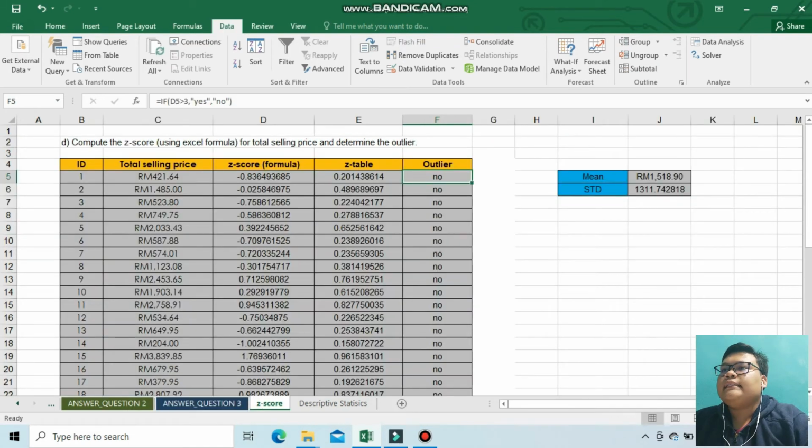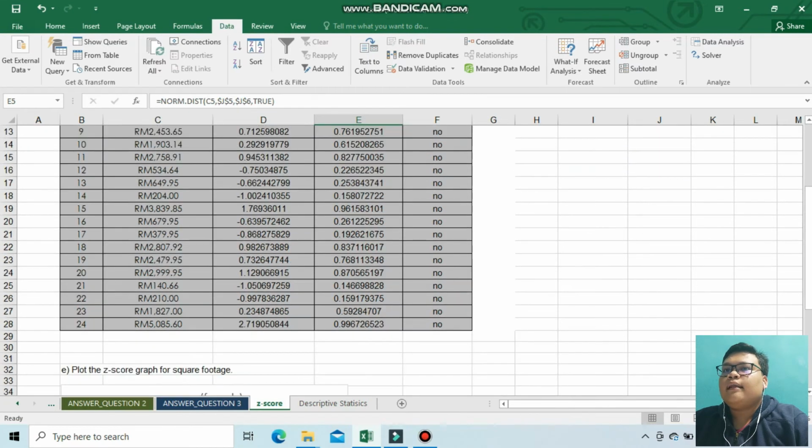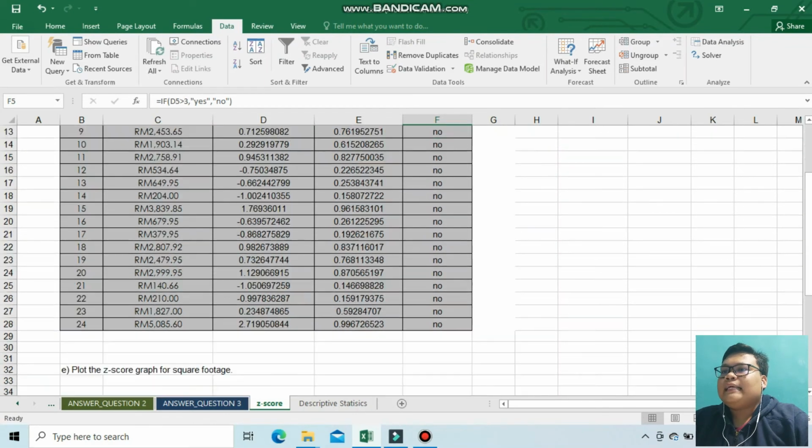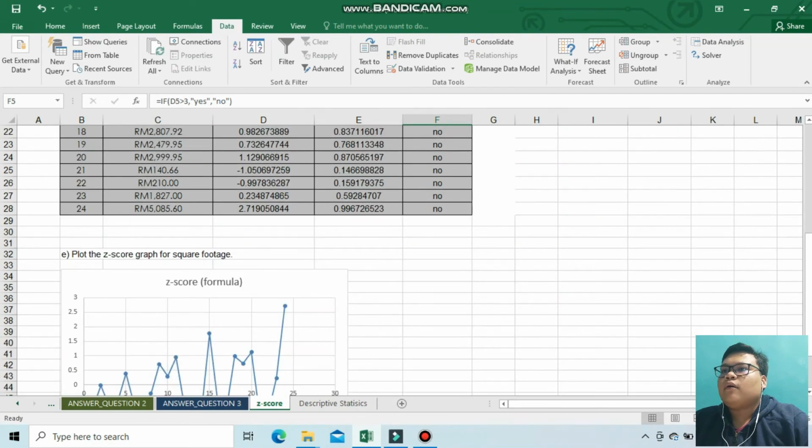And for the question 3D, compute the z-score. For the z-score formula, I use standardized formula. And for z-table formula, I use norm-disk formula. And last, outlier, I use if formula. And for 3E, plot the z-score graph.